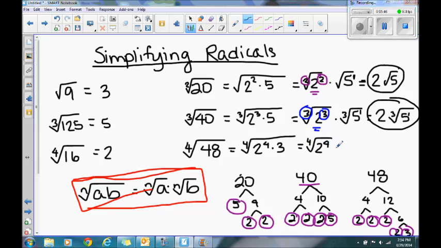Breaking the next one apart the same way. I have the 4th root of 2 to the 4th and the 4th root of 3 to the 1st. Anytime the root and the exponent match, I'm just left with the factor underneath. So the 2 gets to come out and the 3 is stuck underneath.